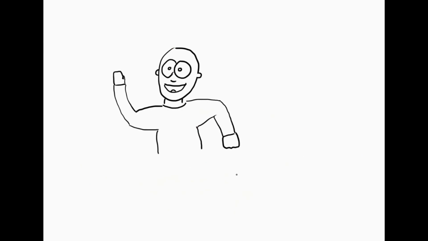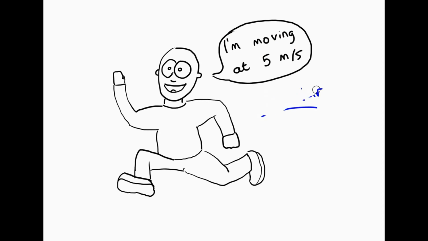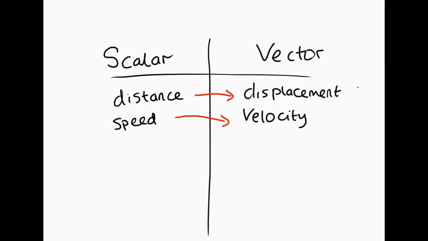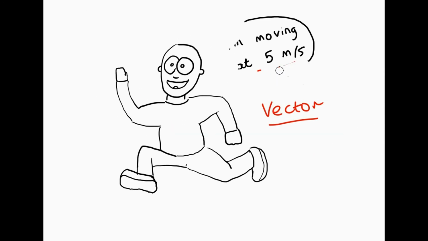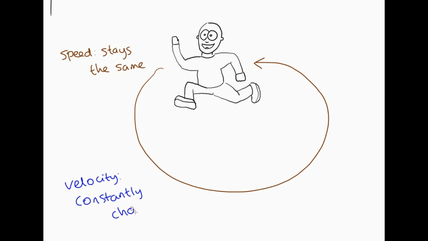If you were running and said, "I'm moving at 5 meters per second," you've told me your speed, which is a scalar. If you said, "I'm moving 5 meters per second east," you've given it a direction, making it a vector quantity. Just like distance has a vector counterpart, displacement, speed also has a vector counterpart, and it's called velocity, which is just speed in a given direction. If you are running at a steady speed in a big circle, your speed might remain constant, but your velocity is always changing, because your direction is always changing.